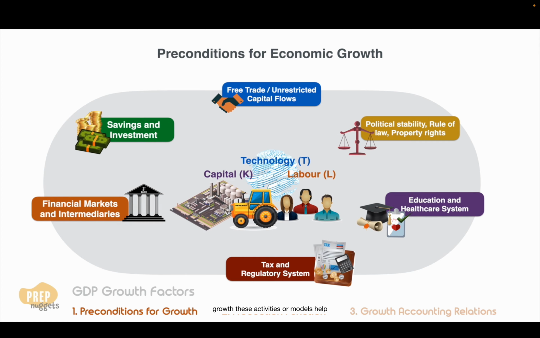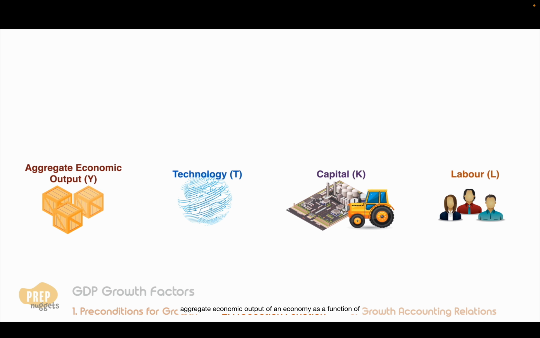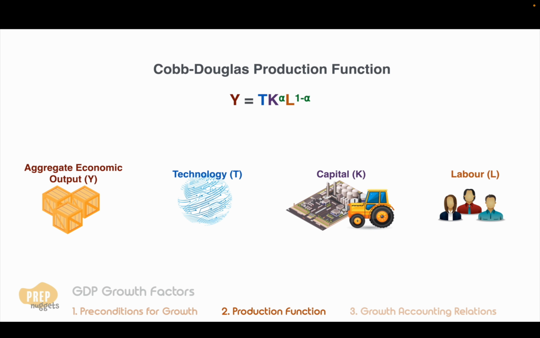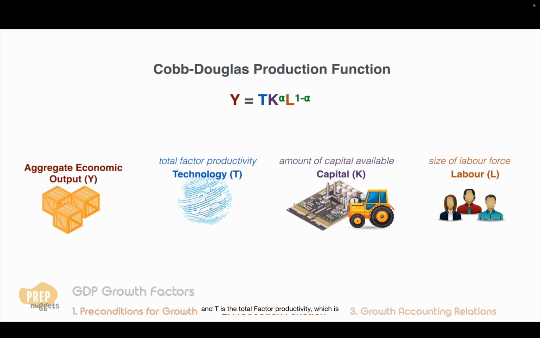These activities or models help to grow the capital, labour, and technology of a country, which are the primary sources of economic growth. One common and simple model used to explain the aggregate economic output of an economy as a function of these 3 factors is the Cobb-Douglas production function. L is the size of the labour force, K is the amount of capital available, and T is the total factor productivity, which is a proxy for technology. Generally, total factor productivity cannot be observed directly and must be inferred based on the other factors. We'll discuss more on this later.